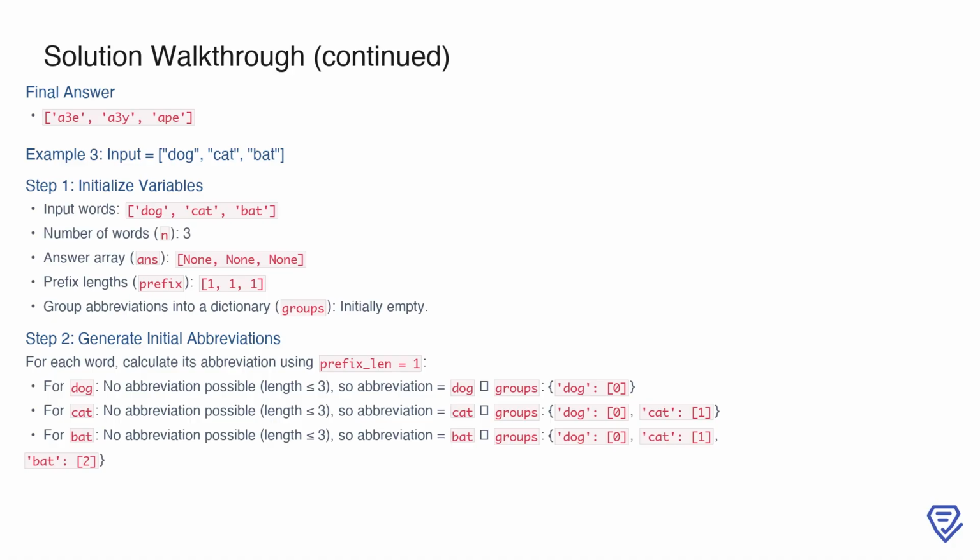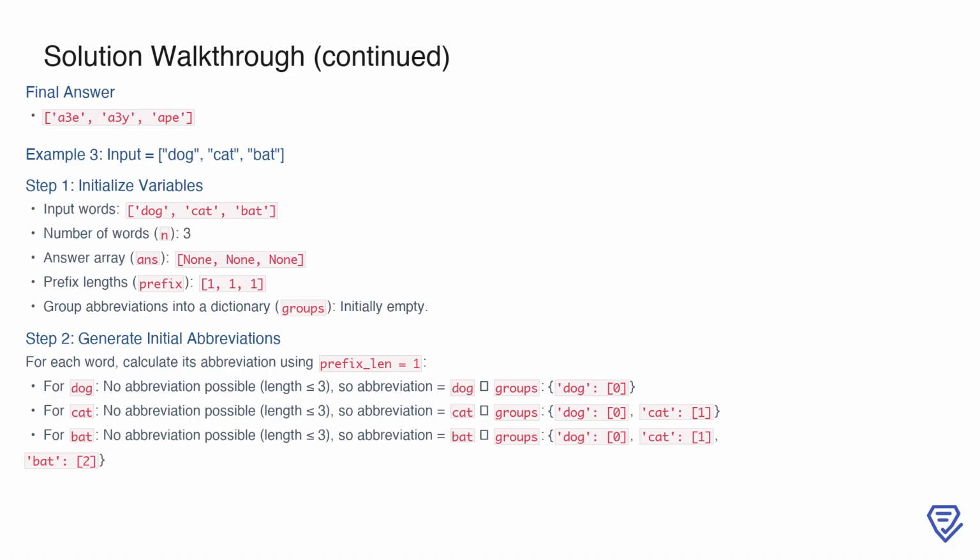The group A3E contains only apple, so we assign A3E to ans[0]. Similarly, A3Y corresponds to apply, so we assign it to ans[1]. Finally, ape directly maps to itself, so we assign ape to ans[2]. The final answer for this example is A3E, A3Y, ape.